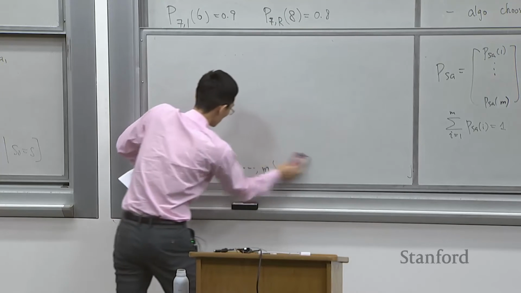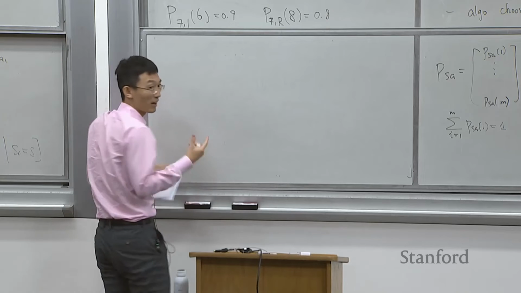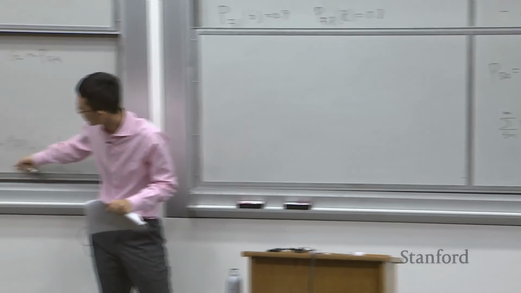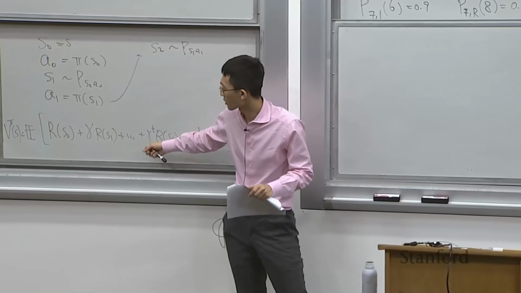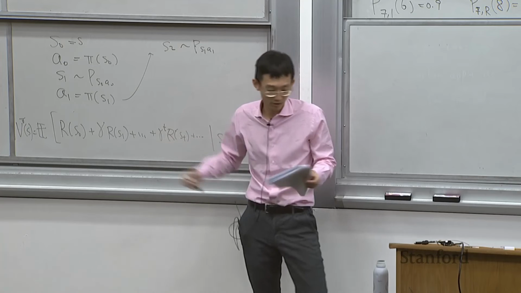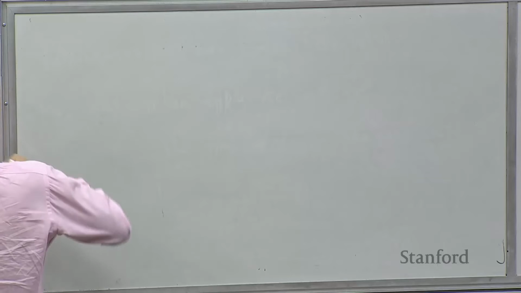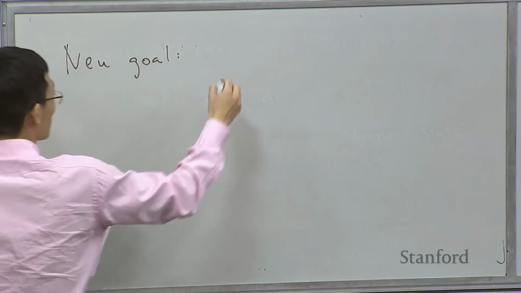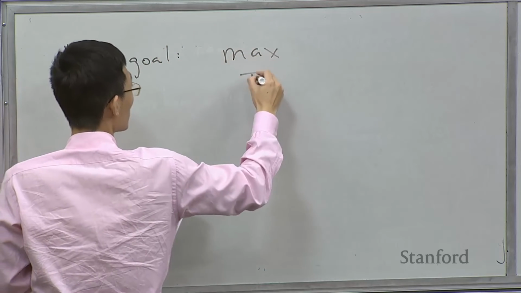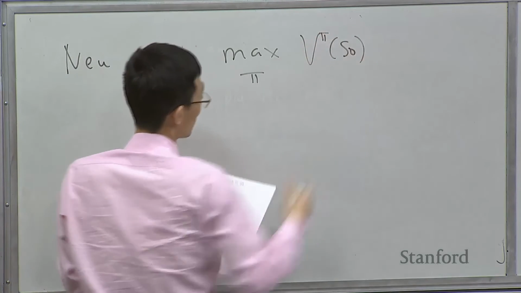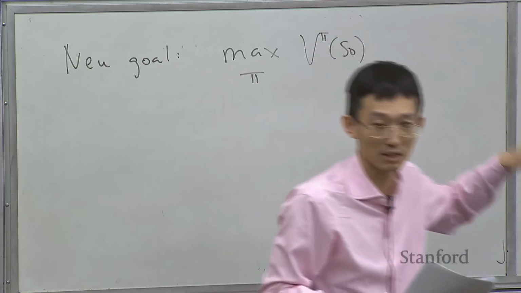So you can reformulate the problem. Before, we were trying to find the sequence of actions to maximize the reward. Now we can change our perspective: we are trying to find the policy such that I can optimize my value function. So your new goal is maximizing over all policies, you maximize this V pi of S0. Here I'm assuming S0 is deterministic, is given.